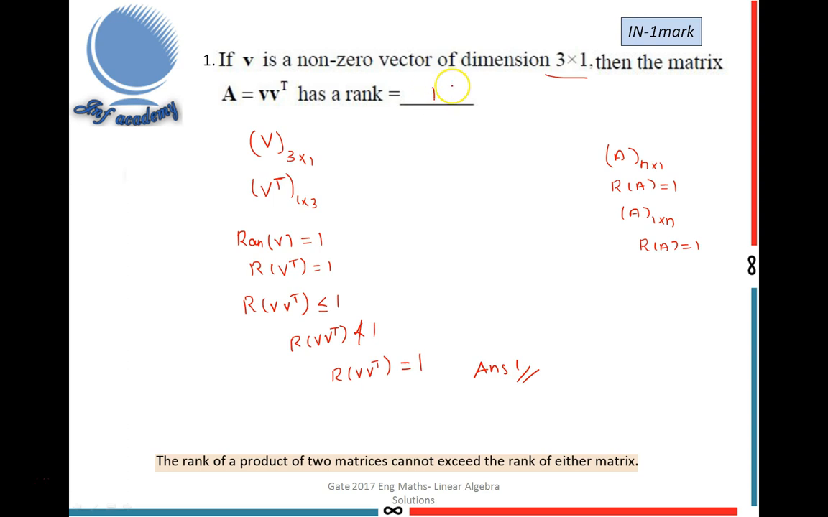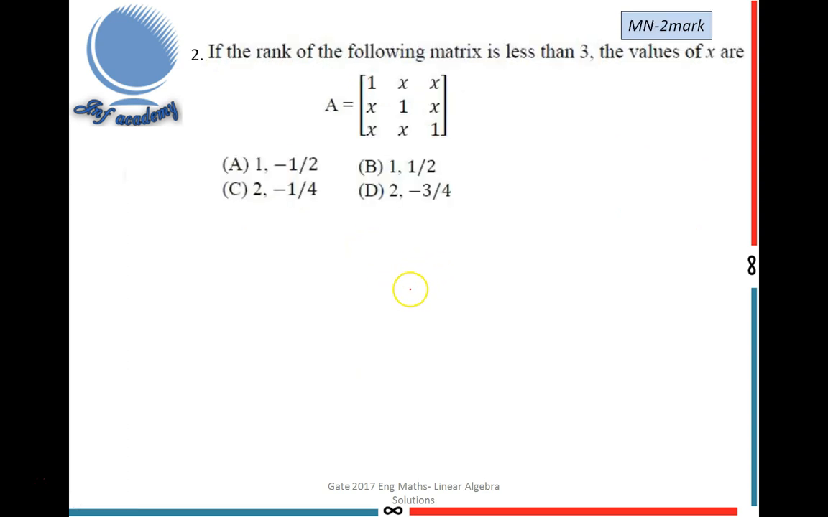1 is the answer. Now let's move on to the second problem. Second problem is if the rank of the following matrix is less than 3, the value of x for A equal to the given matrix. Given the rank of the given matrix is less than 3 only, you have to find the values of x. This question is from MN department.